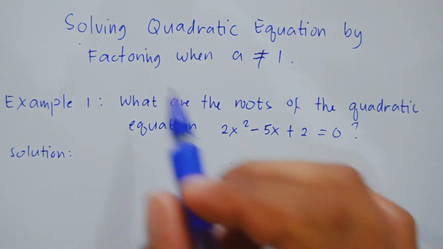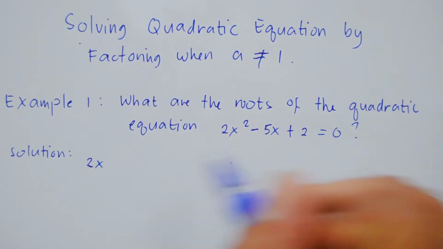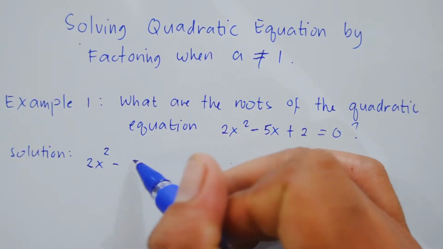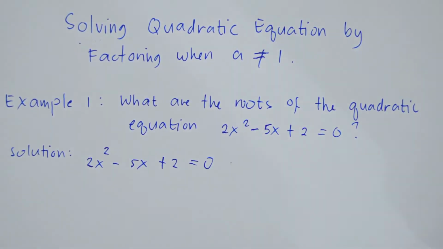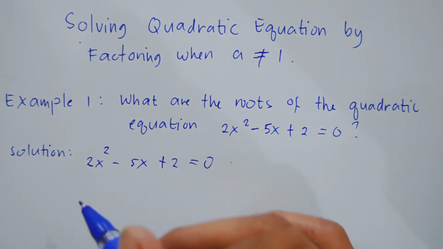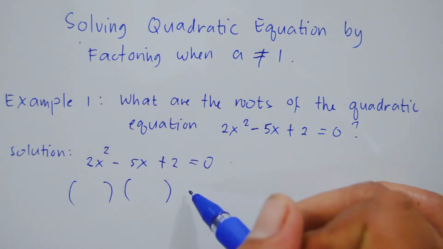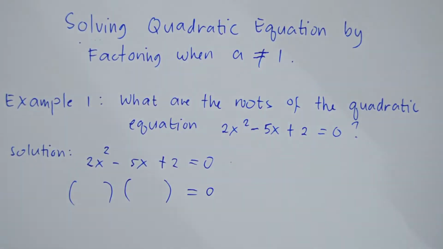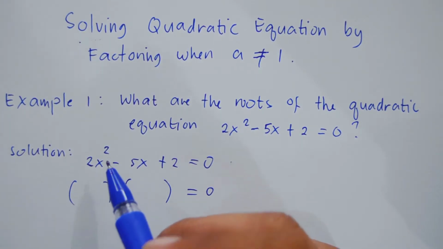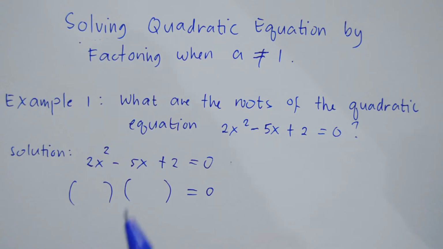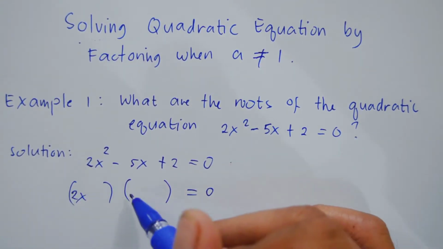Okay, so we are using factoring here. So we have to copy the problem, 2x squared minus 5x plus 2 equals 0. Then create two parentheses, then equal to 0. Okay, factor the first term. The easiest possible factors of the first term will be 2x times x.